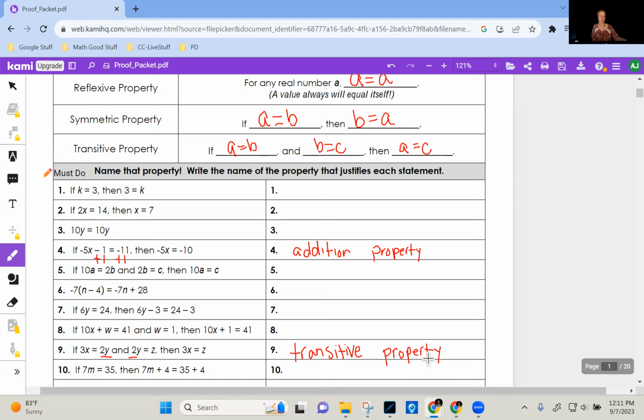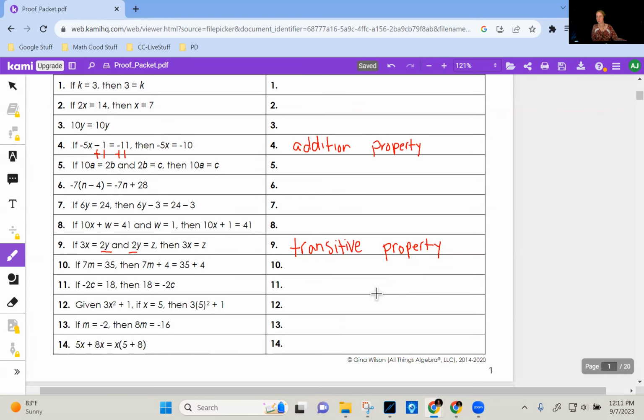Okay, so now let's choose another one to do. Let's do question number 12. Given 3x squared plus 1, if x equals 5, then 3 times 5 squared plus 1. It looks to me like what we did is we substituted. We knew that x equals something, and so we substituted that in for our x. So I'm going to write that here: substitution property.